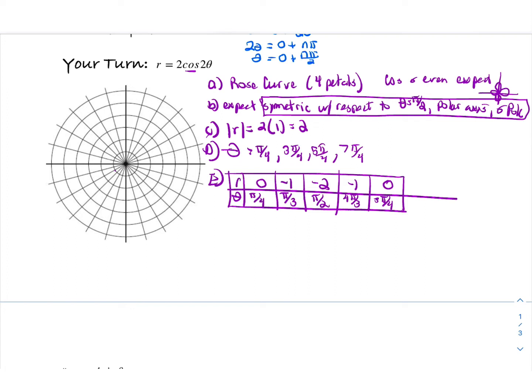So 0, pi over 4 is a dot here at the pole. And then negative 1, pi over 3. And then negative 2, pi over 2, negative 1, 2 pi over 3, and 0. Oh, that dot's off. And that gives me one of my 4 petals. And since it's symmetric with respect to the line theta equals pi over 2, I know these 3 dots are also there. So that gives me another petal. And then since this is symmetric with respect to the pole, I know that these 4 dots exist. Now since it's symmetric with respect to the polar axis, I can do this side as well.